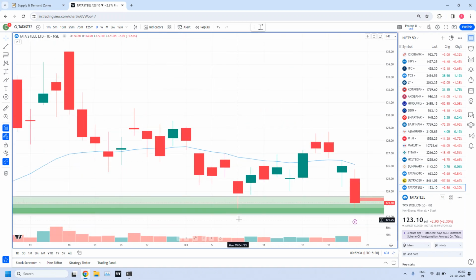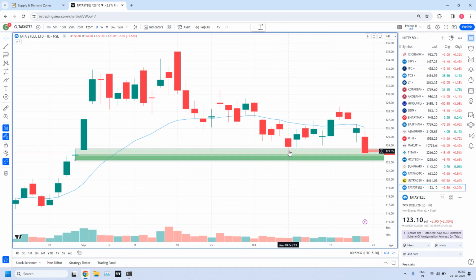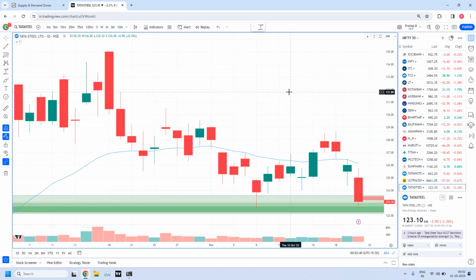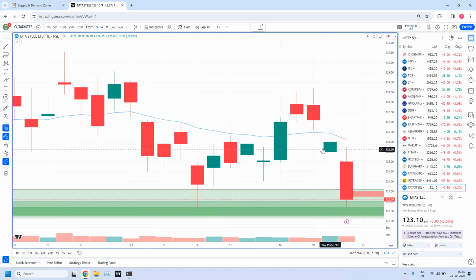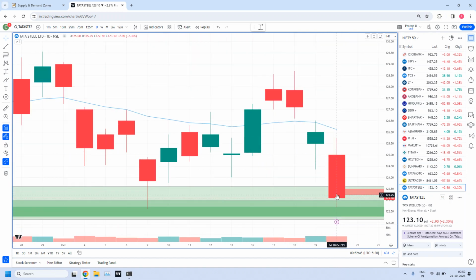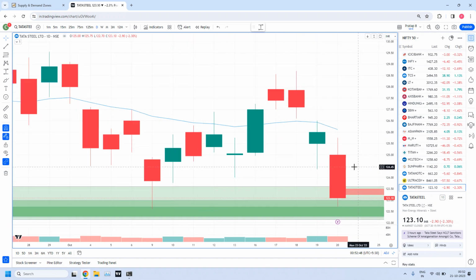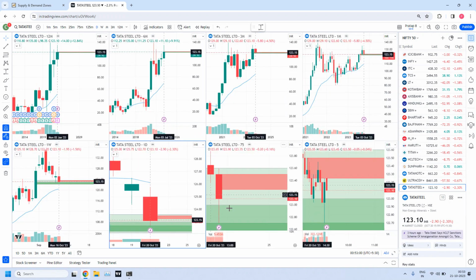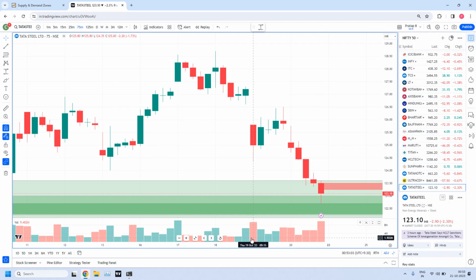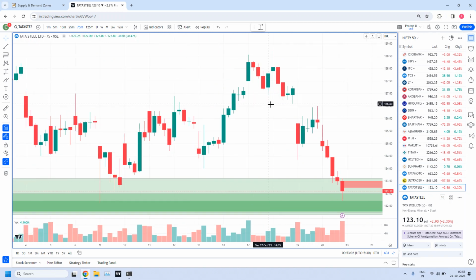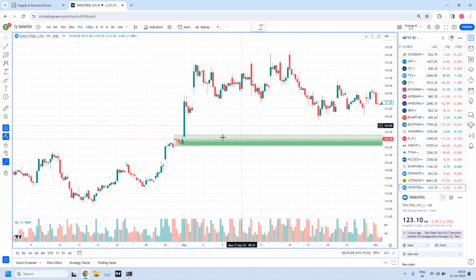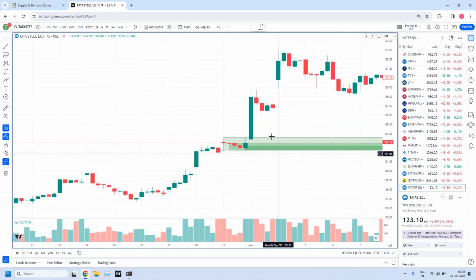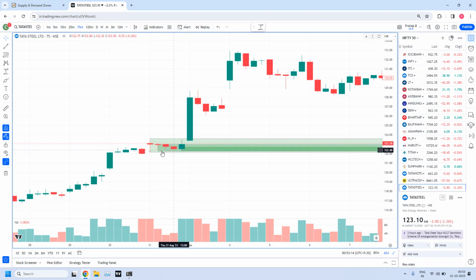This is a high liquidity zone. It is already tested once. And this is the second entry. This is the entry and this is the target. Because it is already tested, we are going deep inside. Let me show you the 75 minutes time frame chart. This is the 75 minutes time frame.